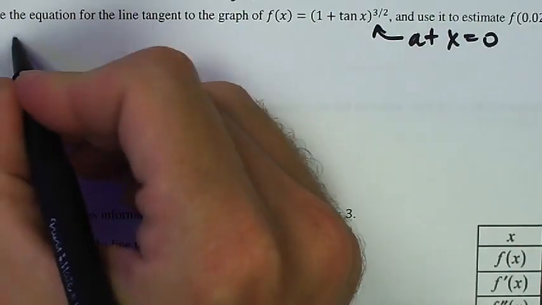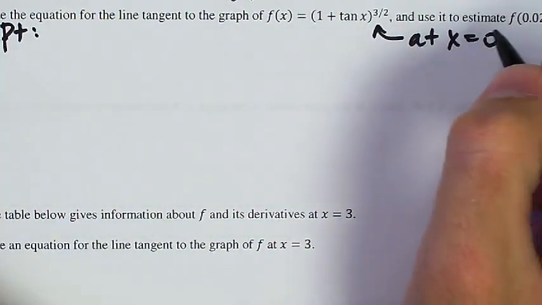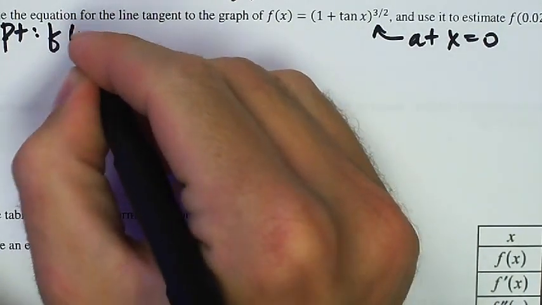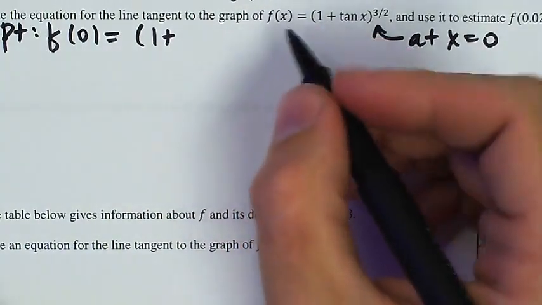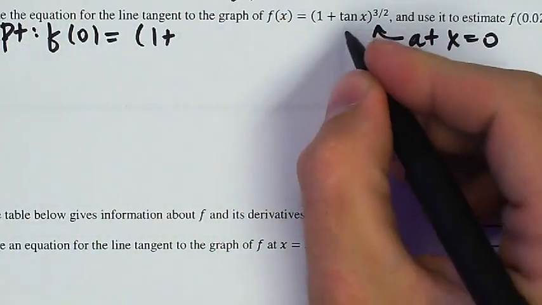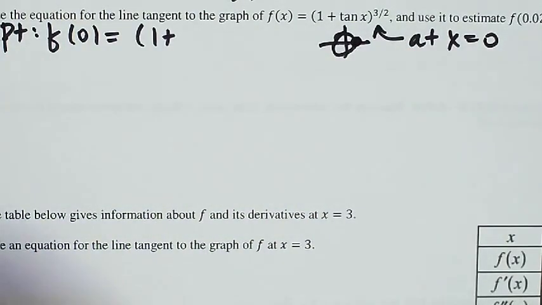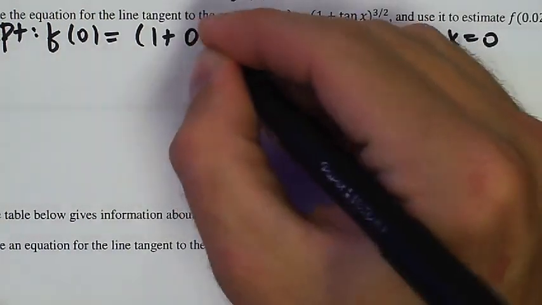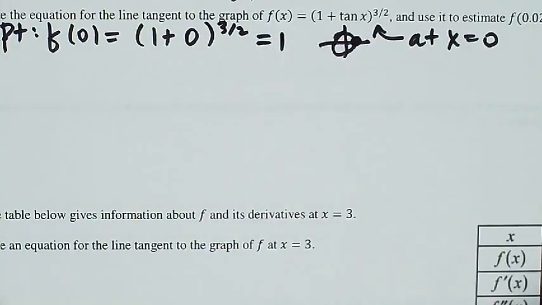So the point, make sure I'm still in the shot, is going to be f of 0 equals 1 plus tangent of 0. Okay, over here, x is 1 and y is 0, and tangent is sine divided by cosine, so it's 0 divided by 1, which is 0. And that's going to be 1.